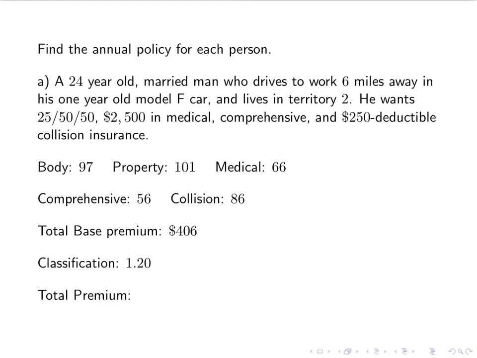And then to find the total premium, we multiply the two together, and we get $487.20. So this is for a year. I know some states, including Rhode Island, will only do it for 6 months at a time, but this one is a more generic one, and it's for a whole year. So this would be his annual premium. Okay.